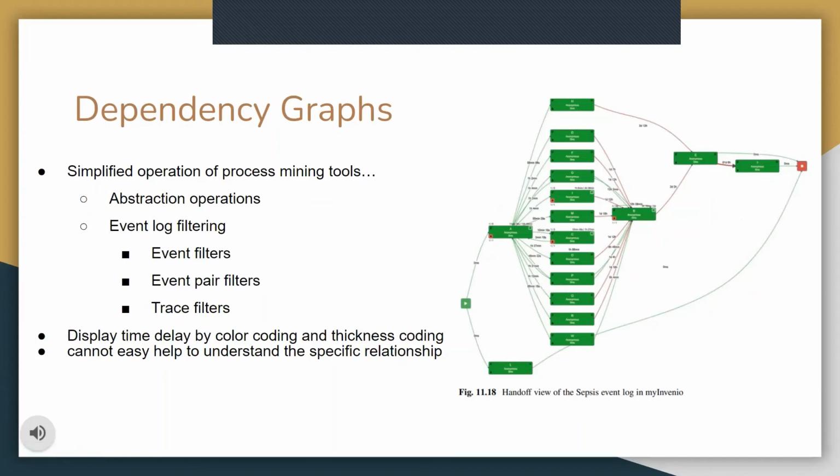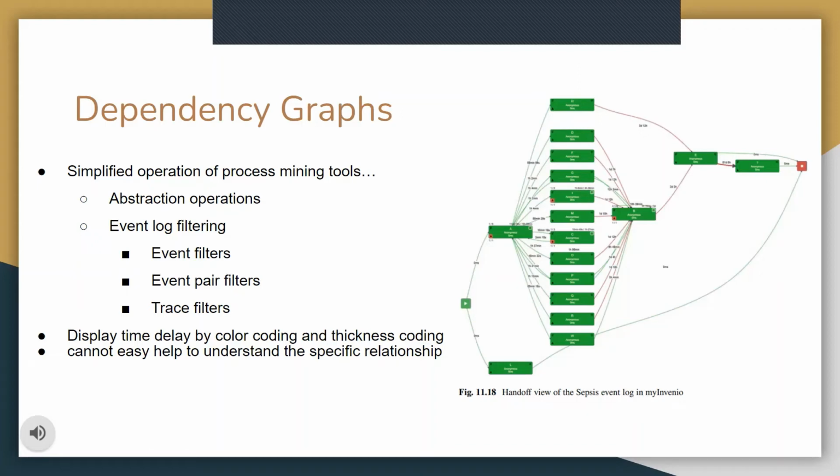Abstraction operation is another advantage for it. Abstraction means that when we specify the flow of events, we can remove some nodes to get a smaller dependency graph. This helps people to understand. However, when events become more complex, abstraction will not solve the problem, so we can filter to get a simple flowchart. Event filter keeps only those events that meet the conditions. It's the same for event pair filter, just change the events to event pairs. Trace filter keeps traces that meet the condition.